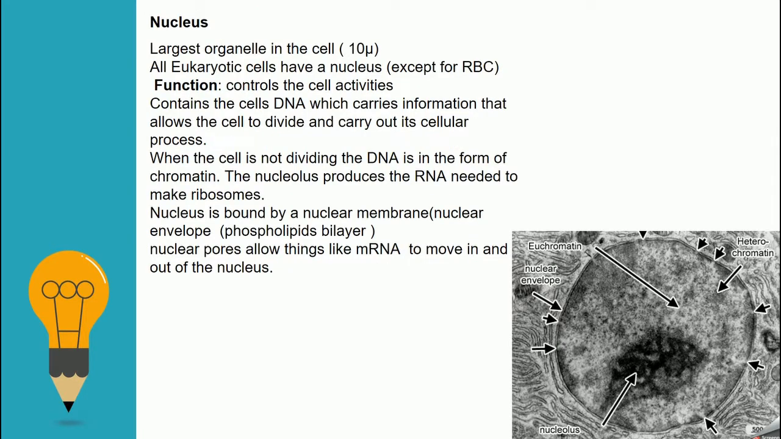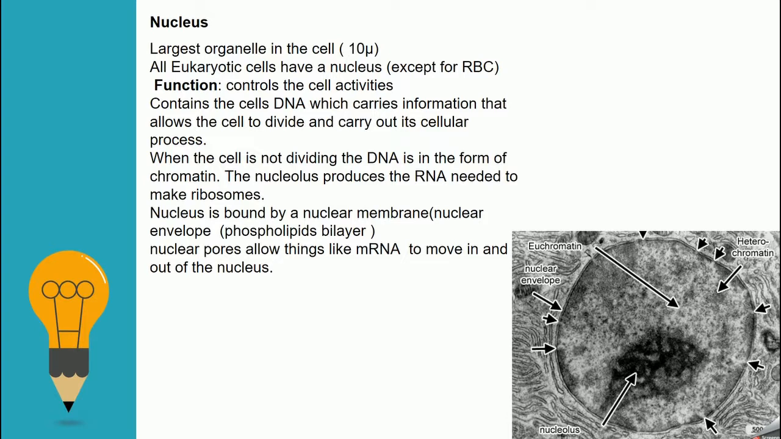Nucleus. This is the largest organelle of the cell, and it's 10 micrometers long. Now, each and every eukaryotic cell will have a nucleus in the center, or for plants, the nucleus will be in the corner. So every eukaryotic cell has this, except for red blood cells, RBCs.